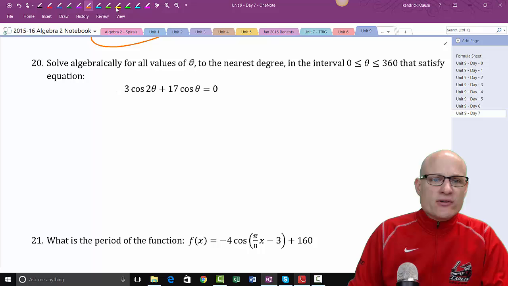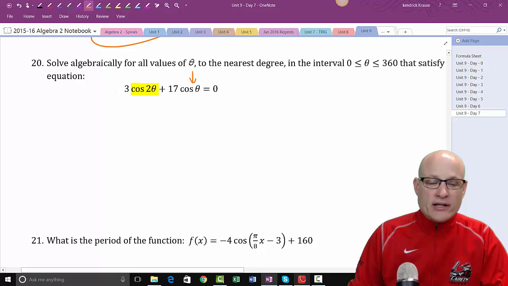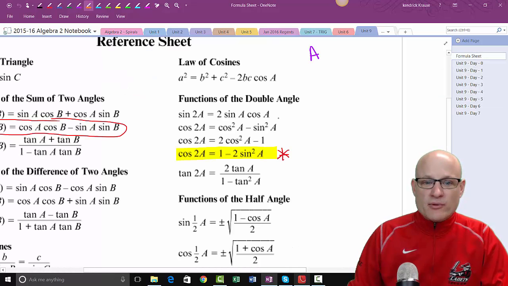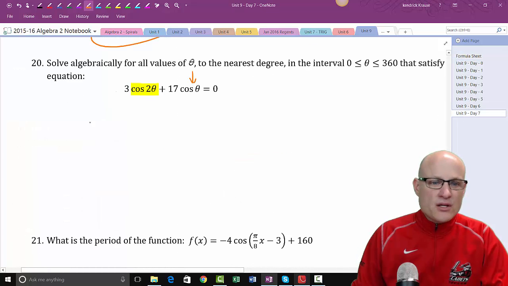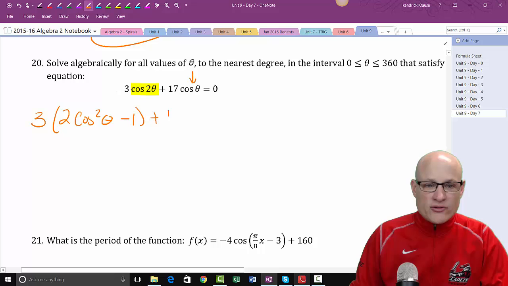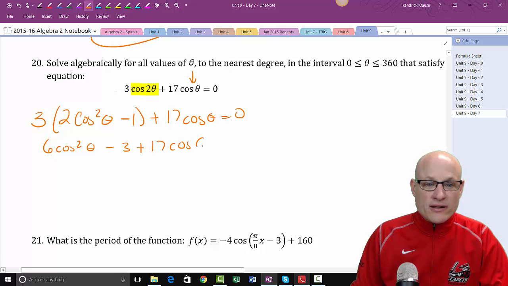So I want to replace this, and I want to replace it with something that has cosine in it. So I could, let me go over here real quick. I'm going to replace it with this one. 2 cosine minus 1. So we're going to go 2 cosine squared theta minus 1 plus 17 cosine theta equals 0. All right, now I distribute. I get 6 cosine squared theta minus 3 plus 17 cosine theta. Now that's out of order, so let me get it in order.